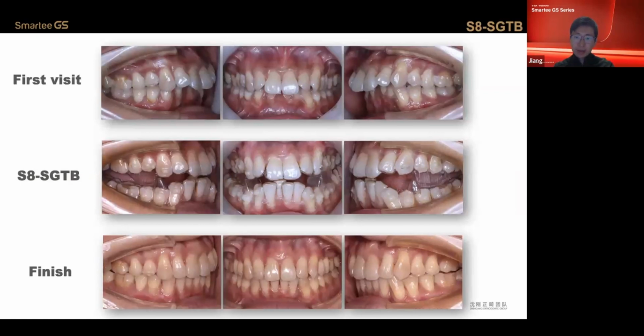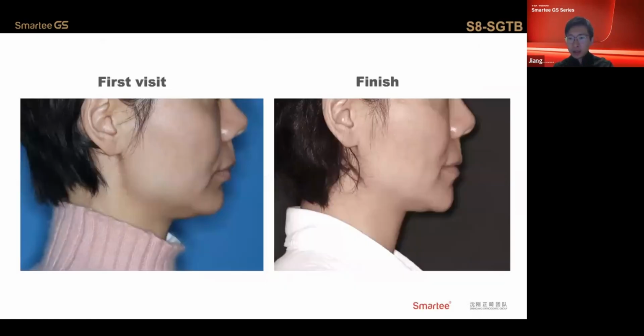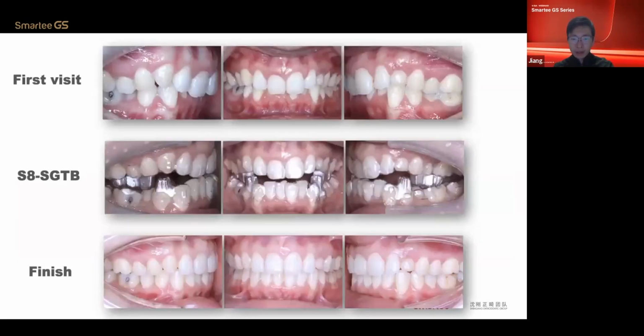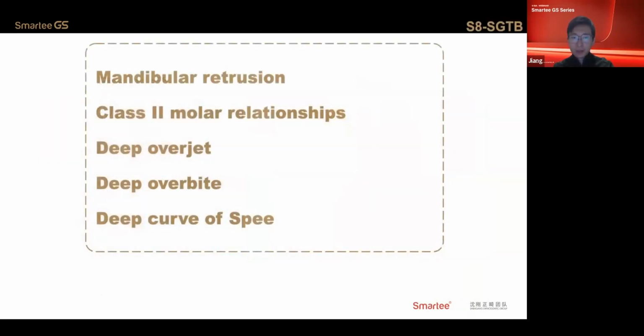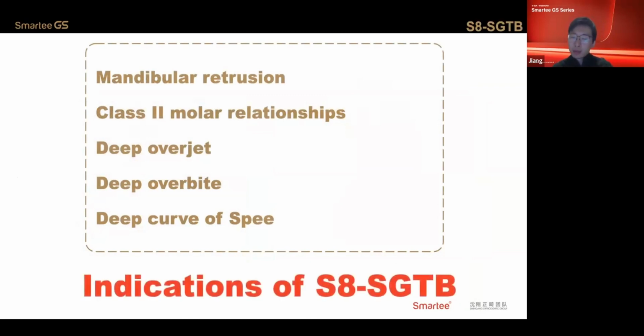We can solve a lot of problems. For example, in this case, we can use S8 to correct the severe jaw discrepancy. And here we can see that deep overbite is easily solved by S8. And here, a severe overbite is solved by S8. So we have a conclusion. What is the indication of S8? Mandibular retrusion, class 2 molar relationships, deep overjet, deep overbite, and deep curve of Spee. When they occur together, it means there is a retrusive mandible. It means that the morphology of the mandible is good, but the position of the mandible is retrusive. So this time we can use S8 SGTB.